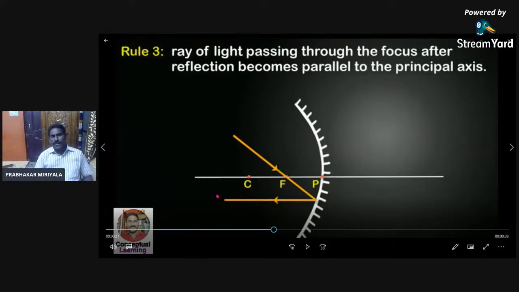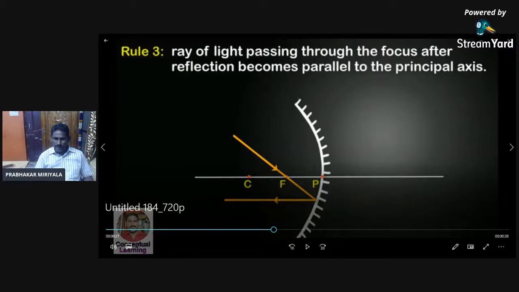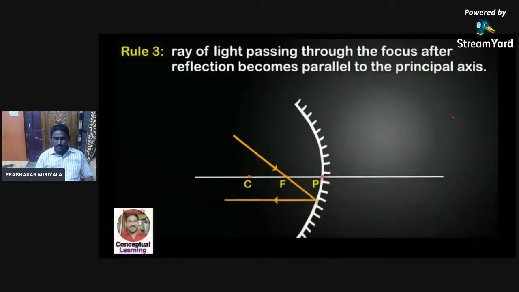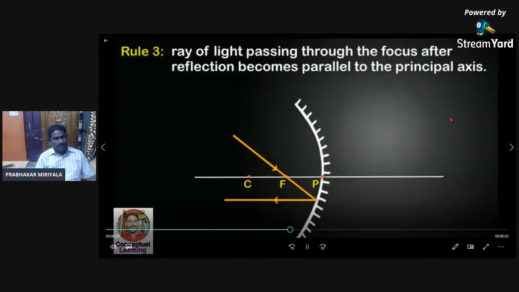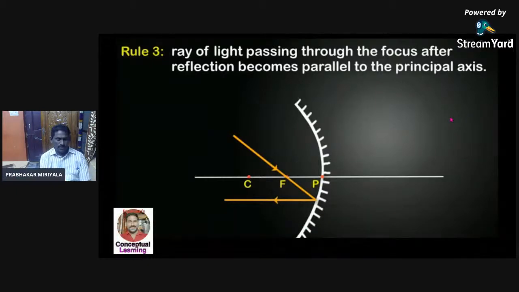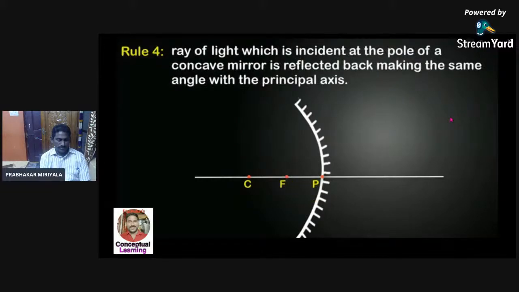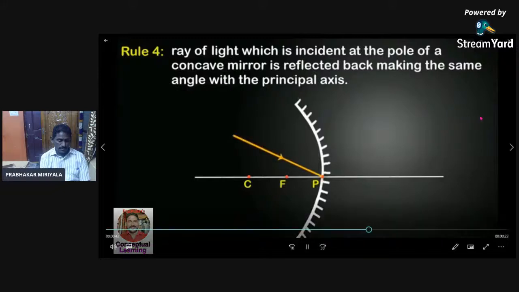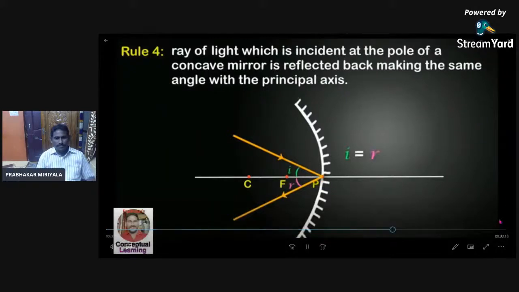So 1 and 3 rules are reverse to each other. Okay, right, next. Can you see that rule 3 is exactly opposite of rule 1? It's due to reversibility of light. Rule 4. A ray of light which is incident at the pole of a concave mirror is reflected back, making the same angle with the principal axis.